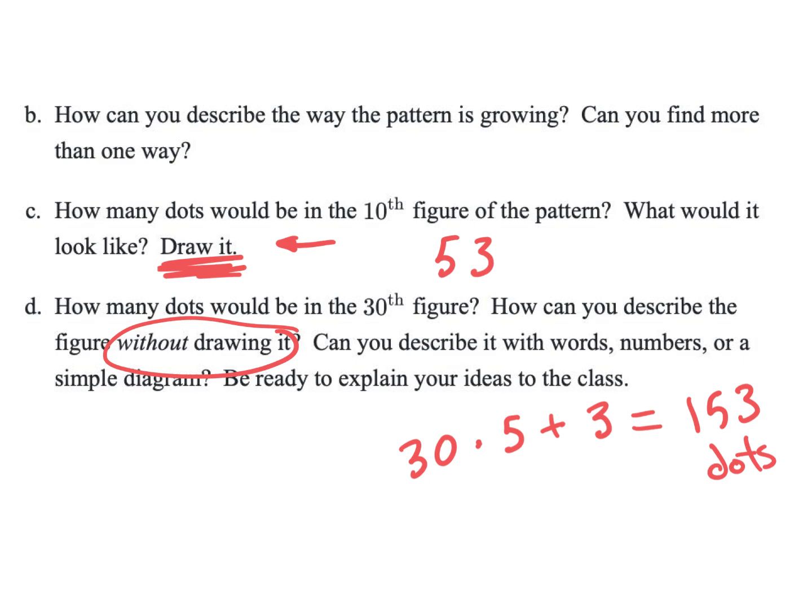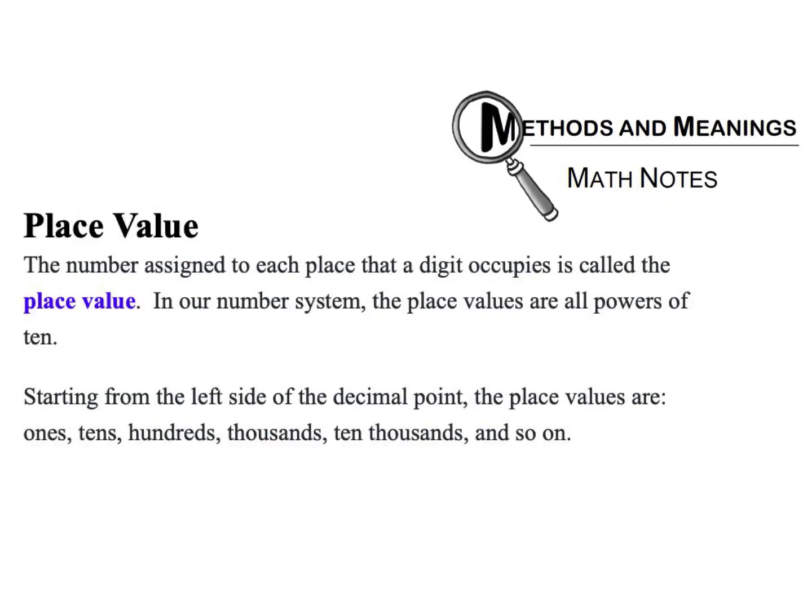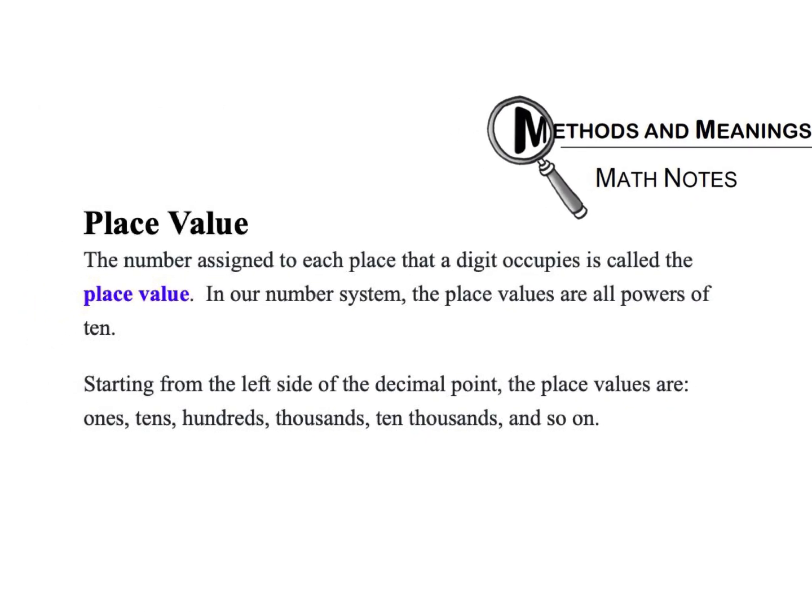Okay, now we're going on to the homework assignment. Place value. The number assigned to each place that the digit occupies is the place value. If you look on both sides of the room, the place values are put up on the wall. Starting at the left side of the decimal point, the place values go from ones, tens, hundreds, thousands.